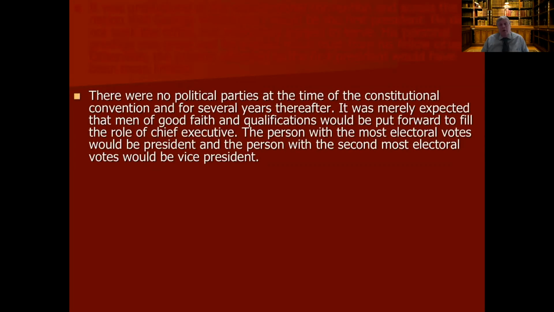There were no political parties at the time of the Constitutional Convention and for several years after that. It was just expected that men of good faith and qualifications would be put forth to fill the role of chief executive. The person with the most electoral votes would become president, and the person with the second most electoral votes would become vice president.